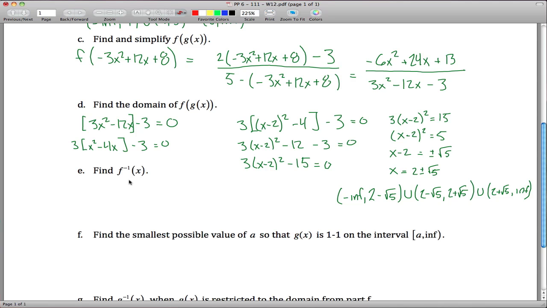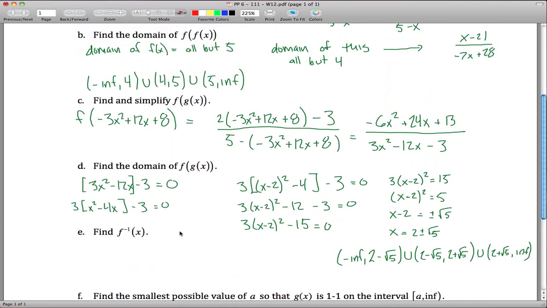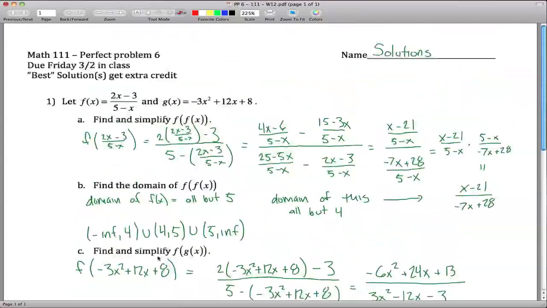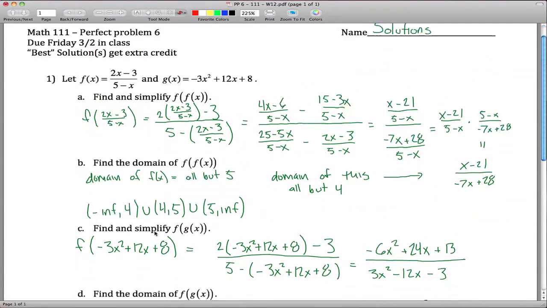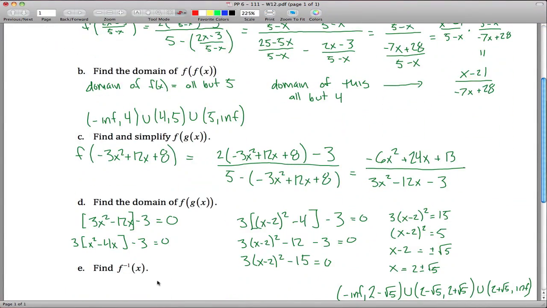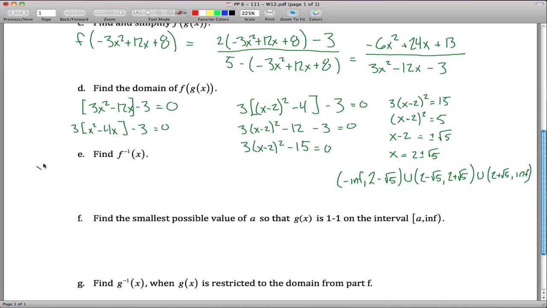Find f inverse of x. Okay, what is f of x? F of x is 2x minus 3 over 5 minus x. So I got y equals 2x minus 3 over 5 minus x. What you want to do is solve for x. A little hard to do with 2 x's floating around in here. So what you do is multiply both sides of the equation by 5 minus x.